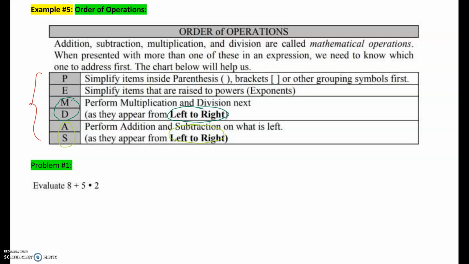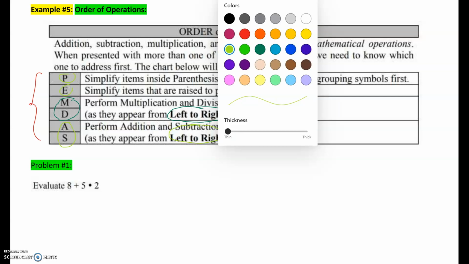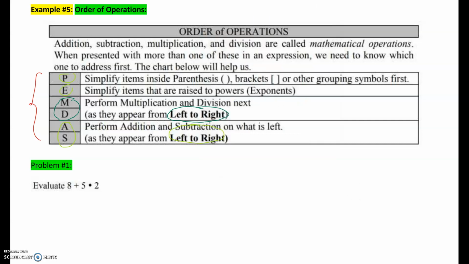Ideally, you're always looking at parentheses, then exponents, and in that order, you're going to simplify the expressions. Okay, so let's take a look at a couple of examples. In this case, I'm just going to leave it like that.